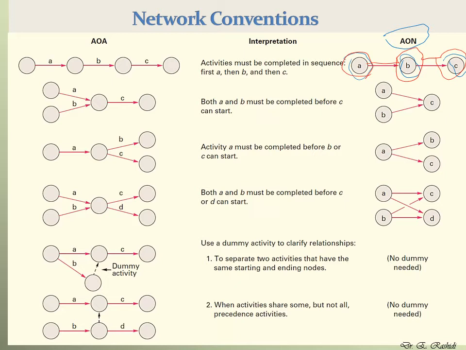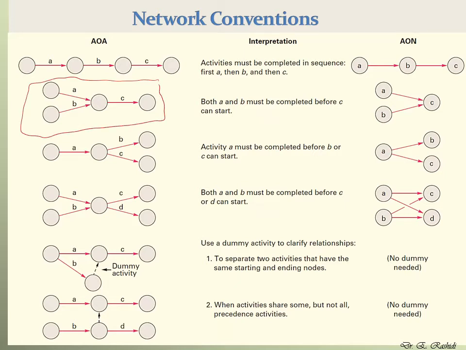Let's now take a look at another scenario. Suppose we have three activities A, B, and C, and A and B need to be completed before C starts. So C cannot start before A and B are completed. Here is how we can do this in an AOA network.